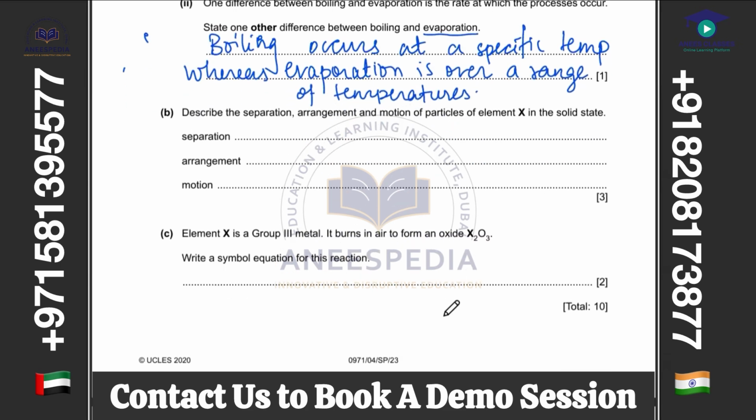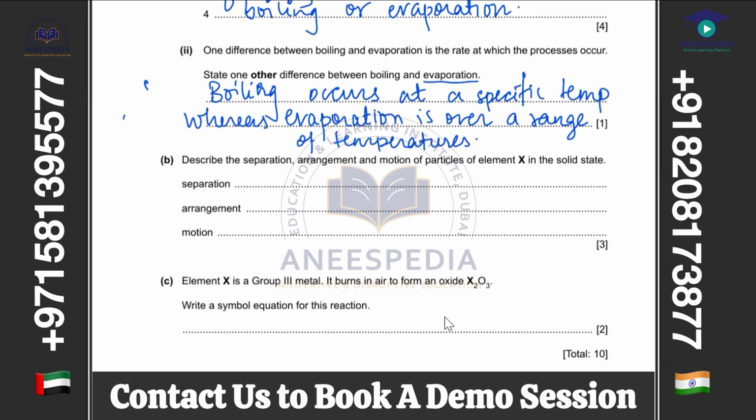Yes. The next question. Describe separation, arrangement, and motion of particles of element X in the solid state. Now, in the solid state, how can we separate the particles? We cannot really do that, but we can talk about a sponge. If I take a sponge, it's a solid, right? If I want to introduce motion into the particles, what will I do? I will simply touch them. So touching will separate the particles or vibrate them together.